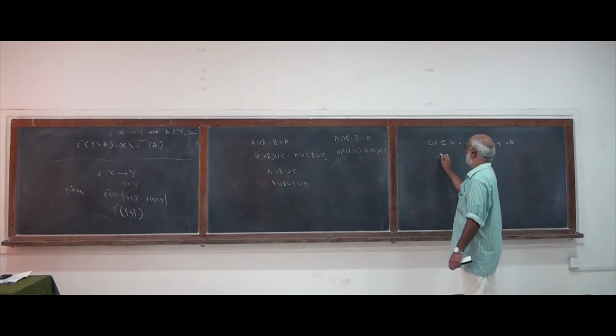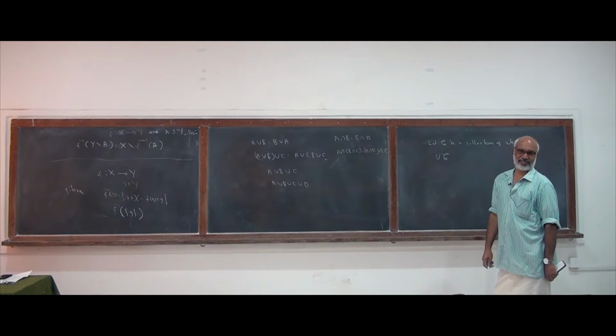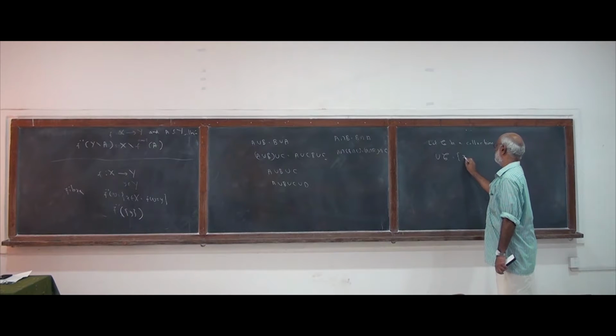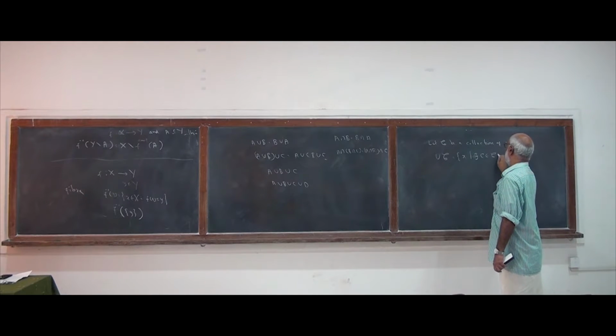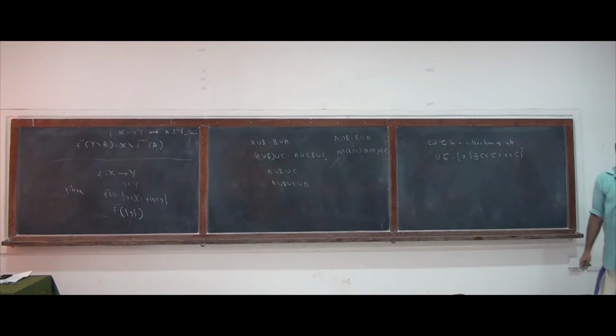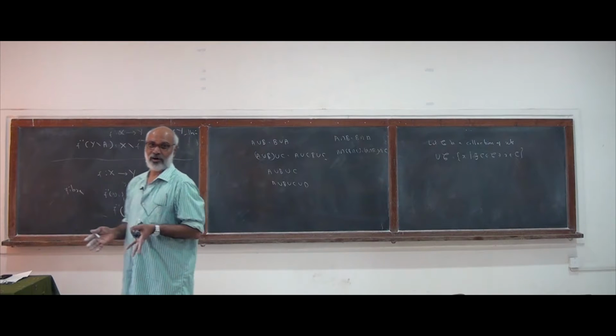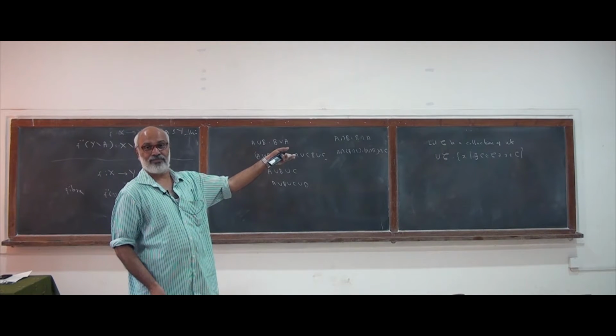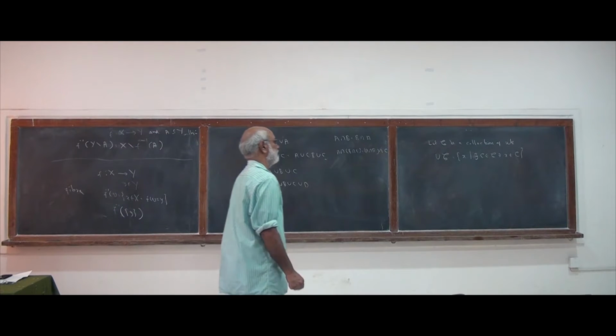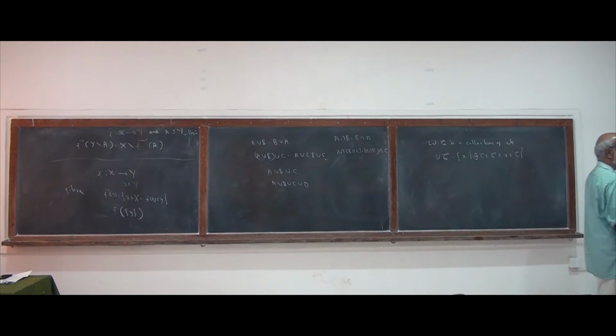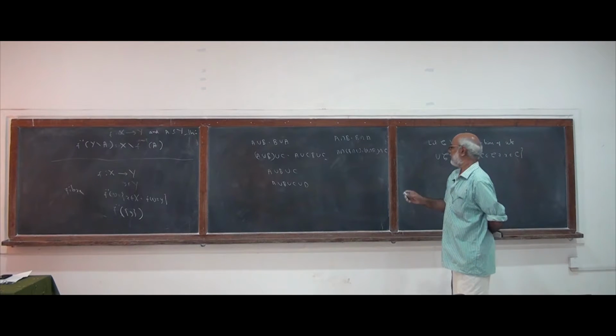Then we can define the union of that collection of sets as the set of all X such that there exists a capital C in script C such that X is an element of capital C. That is, the union of a collection of sets is the set of all objects which belongs to some set in that collection. So the union is defined for all collections, whether your collection is finite, countable or even uncountable, that is, for an arbitrary collection.